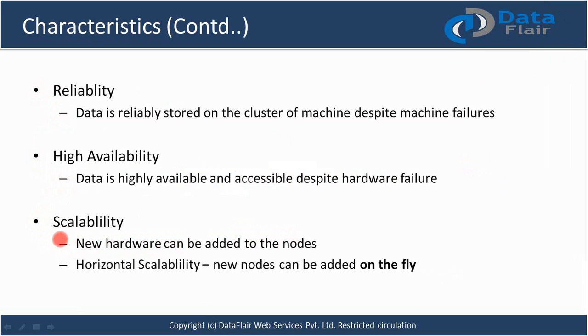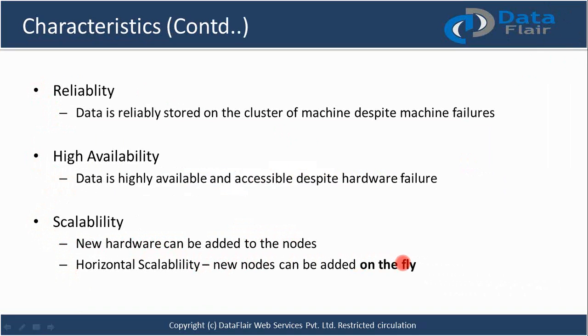That's why Hadoop has come up with another type of scalability, called horizontal scalability. Again guys, you can note down this feature with a two-star mark. Horizontal scalability, that is, new nodes can be added on the fly. You can add new nodes to your cluster on the fly without any downtime.